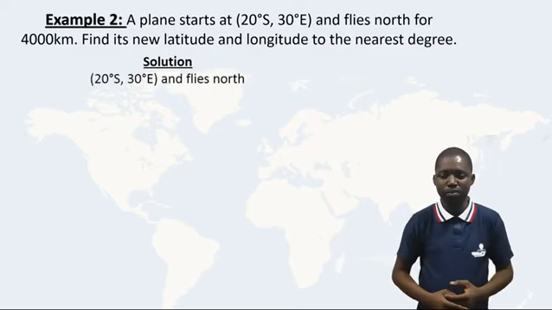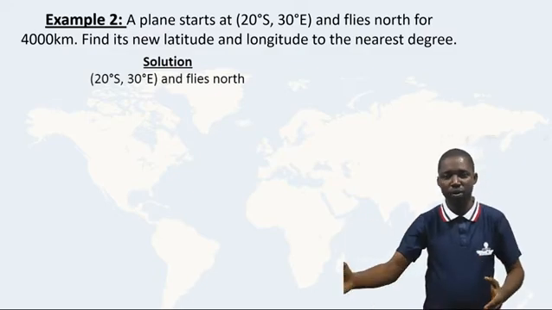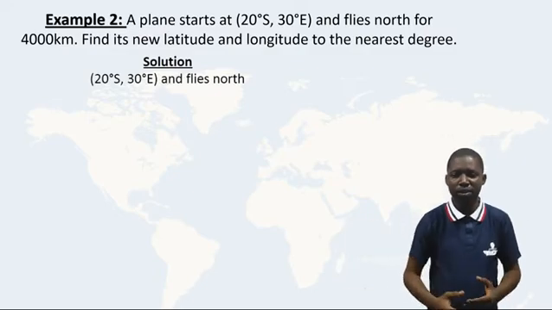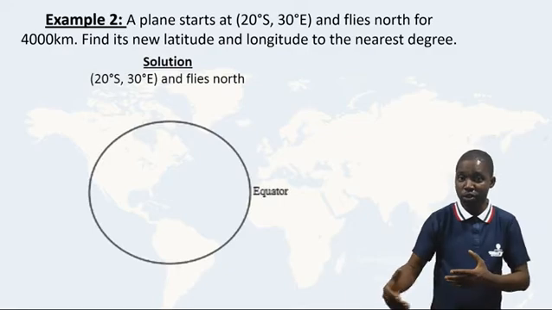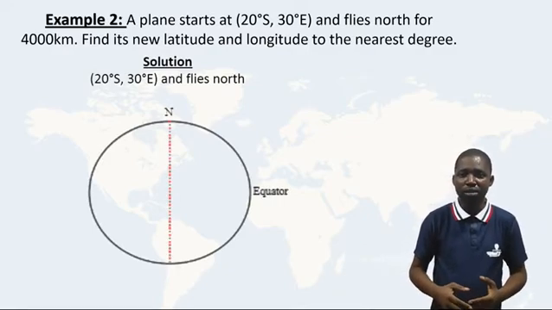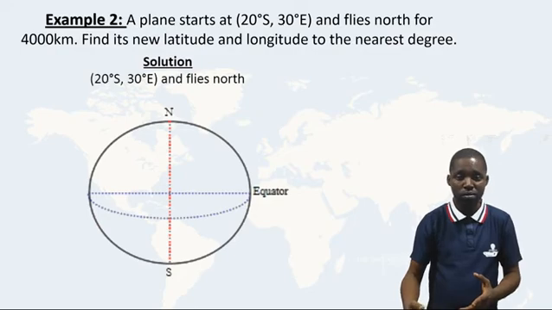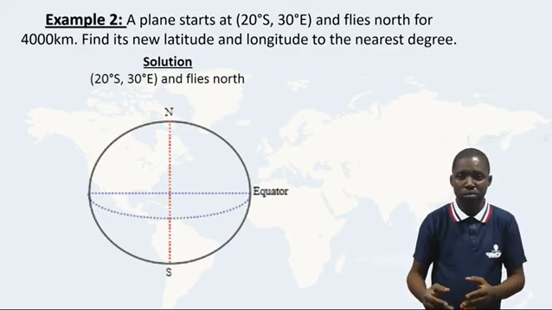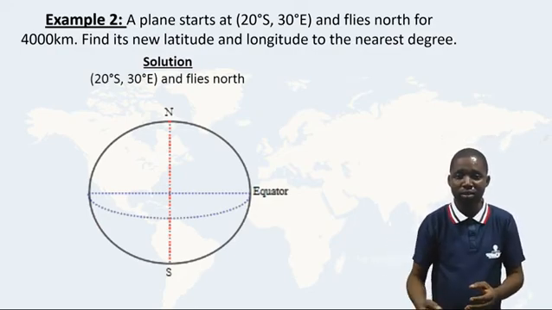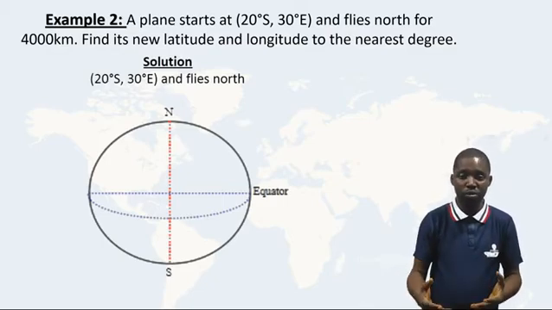We have another example talking about a plane moving from one point and flying to another point. Okay, let us represent this on the globe. We start by drawing our circle to indicate the globe. Then we draw the two special lines, starting with the Greenwich meridian, which is a special line of longitude, that is the dotted red. Then we also draw the special line of latitude, which is the equator.